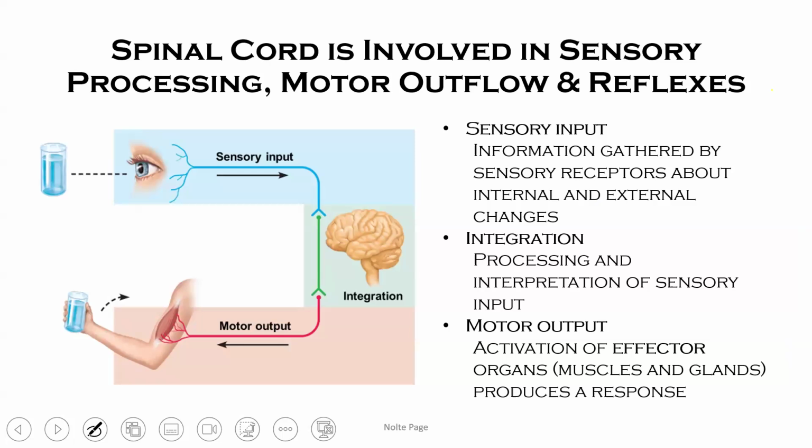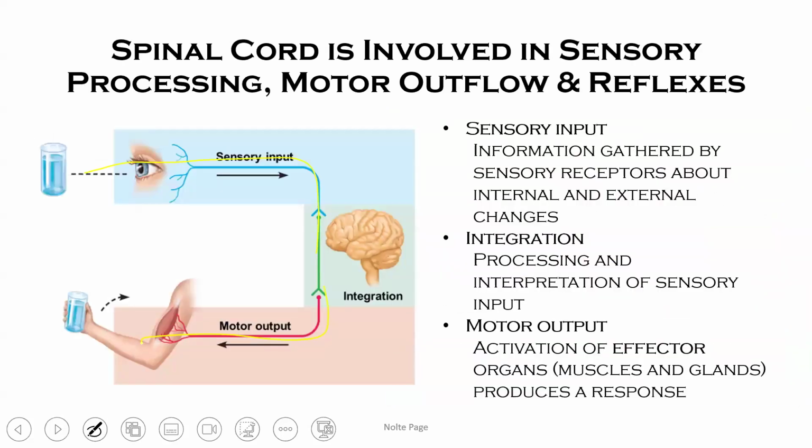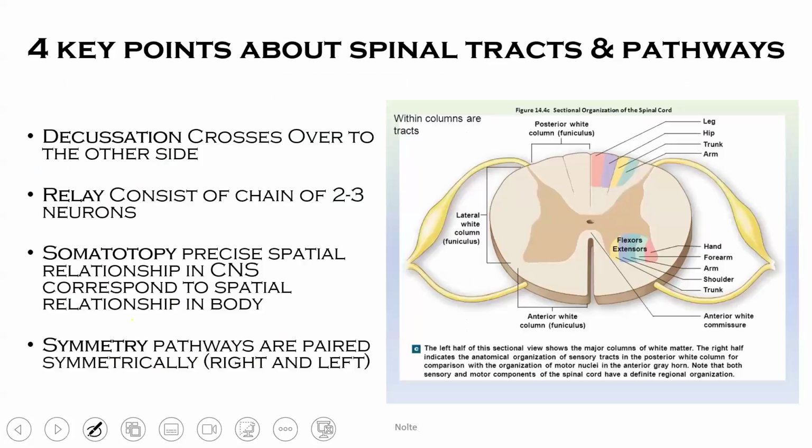Spinal cord is involved in sensory processing, motor outflow, and reflexes. So we see the sensory input, information gathered by sensory receptors about internal and external changes in our body. And then this integration, with this processing and a motor output. So just like we saw it here before, we also see it in the spinal cord. So we're going to have that same component here. So when the cord gets a little complicated, just kind of remember the way that the brain is doing it and the simplicity of this picture here.